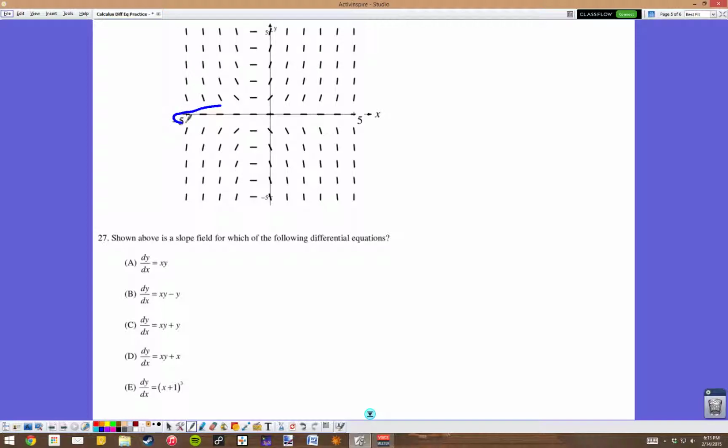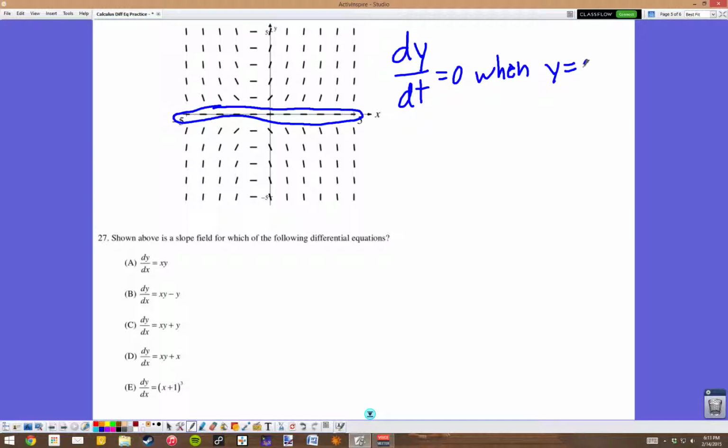So first of all, I can see that along the x-axis we have a slope of 0 each time; we're flat. So I know that the slope dy/dt is 0 when y equals 0 along the x-axis there.